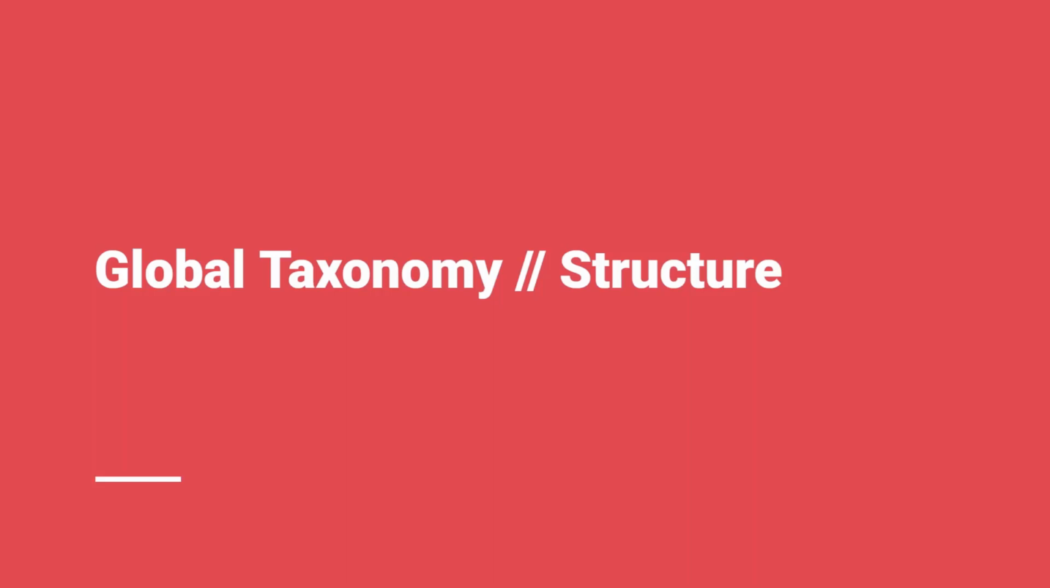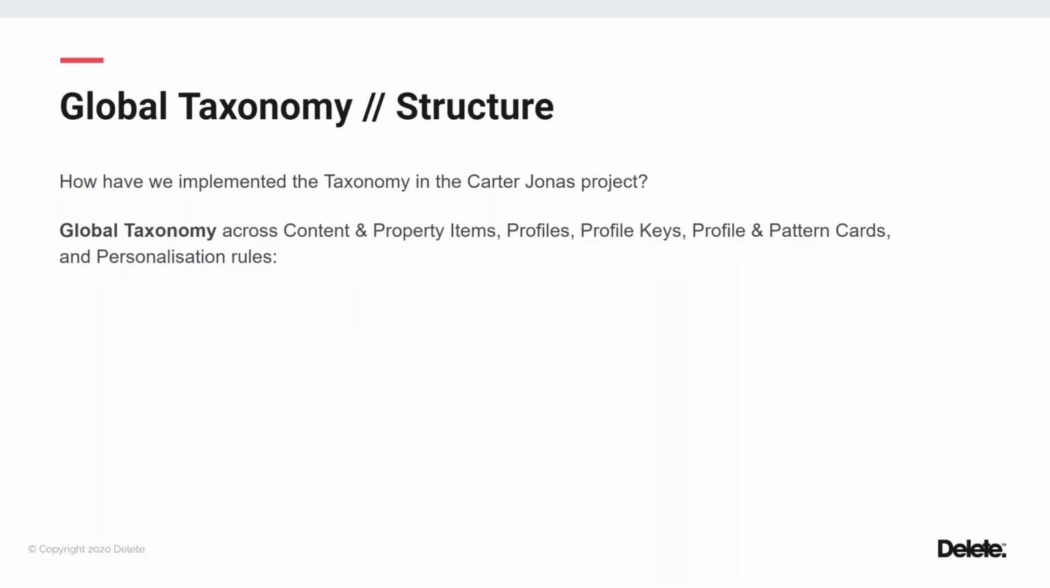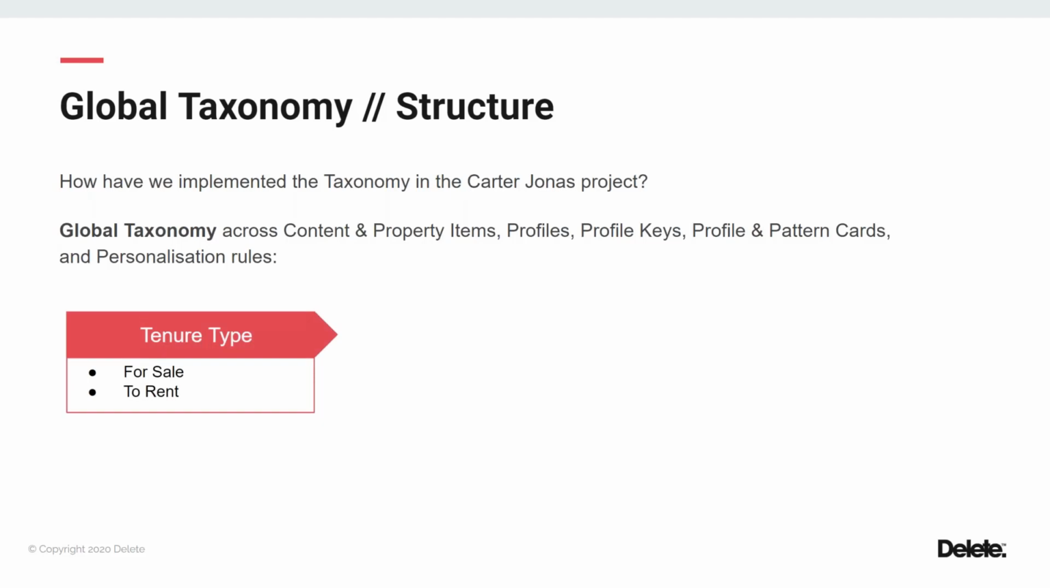First things first, we have developed a global taxonomy structure, and we apply it across all items such as content and property items, profiles, profile keys, profile and pattern cards, and of course, personalization rules. Let's take a closer look at how we structured our taxonomy specifically. So if you think about property business, we are all humans, and we need to have some space to live and to work. So that's why our first taxonomy segment is called tenure type, with only two options, for sale or to rent. So we're either buying or selling properties.